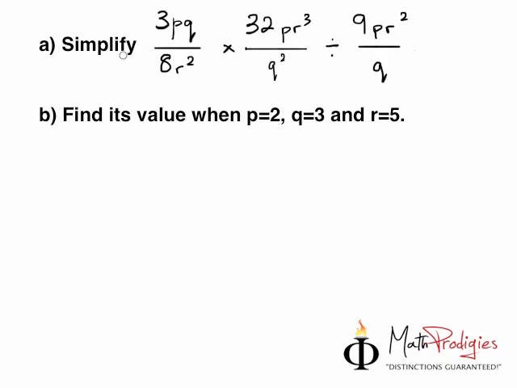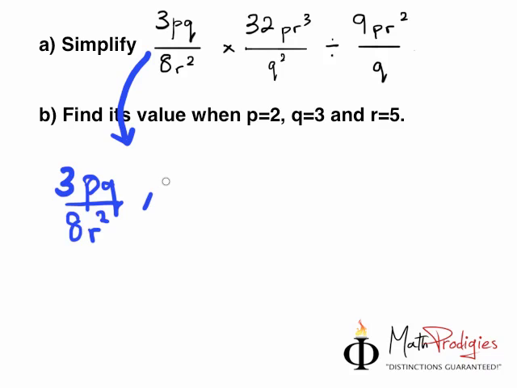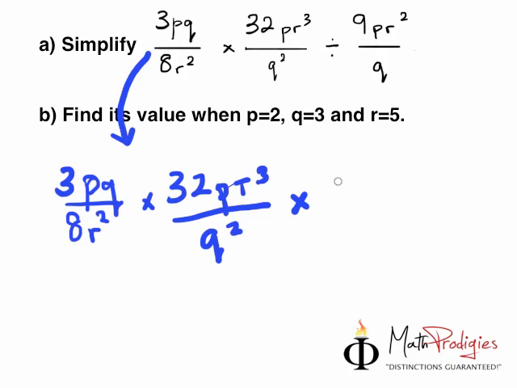I'm going to just copy down everything. From here, we go down here. So you will get 3pq divided by 8r squared times 32PR cubed divided by Q squared. Now you must change the divide into what? Into times to make it very easy for you. And when you times, you just put it over the other side, the other way. Why? I'll explain in a while. I think you know why, but just quickly do.